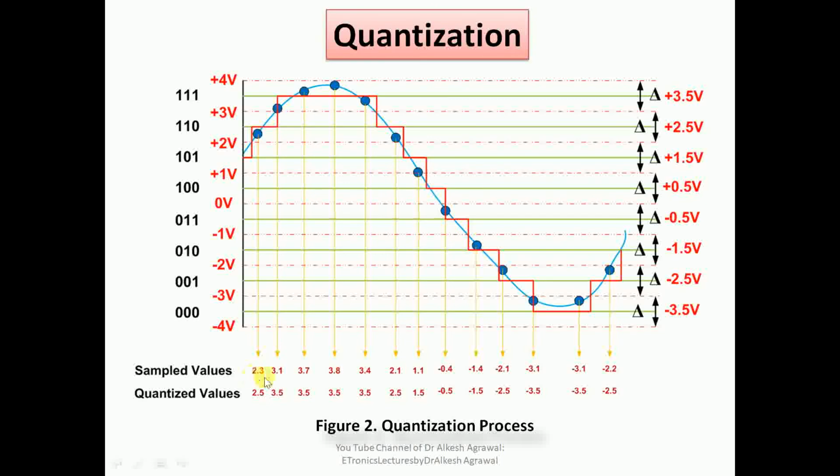So the quantized value is different from the actual sampled value, and the difference between the two is the quantization error. The actual sample value is 2.3 volt, but the quantized level is fixed at 2.5 volts. So there is a difference of 0.2 volts. This difference is called quantization error. We have to understand that in the quantization process, there is some addition of noise or error that is called quantization error.